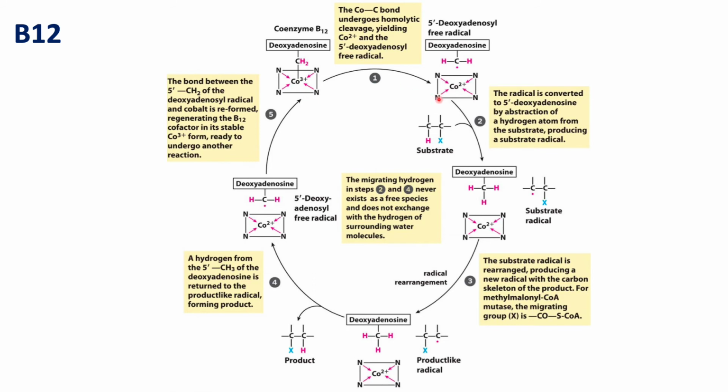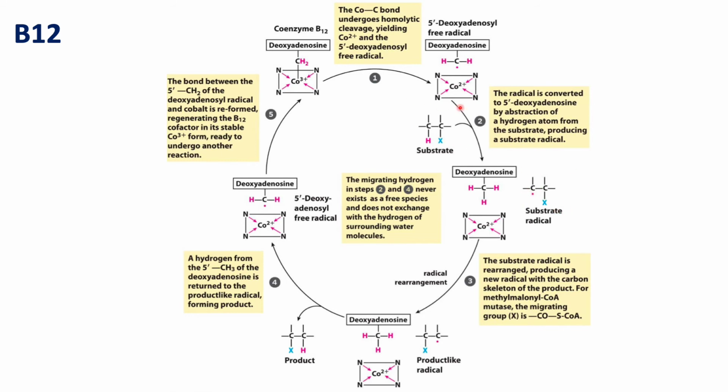And in the homolytic cleavage, one electron is given to the deoxyadenosine CH2, and the other one is gained by the cobalt. So the cobalt had a +3 charge over here, but once it gained that electron, it now has a +2 charge. Now when we add in the substrate, this radicalized deoxyadenosine is going to abstract the hydrogen off of the substrate. So it gained that hydrogen, and our substrate is left in its radical form.